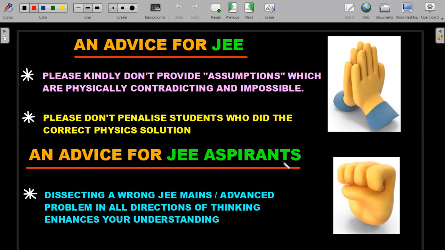On the positive side, let's suppose these are not avoided also, the advice for JE aspirants is, it's not a video to mock JE, right? It's about pointing out the mistakes, and from that mistake we have enough chance to correct our concepts, and not only correct them, enhance the understanding. So dissecting a wrong JE Mains and Advanced problem in all the directions of thinking possible, force, torque, energy, pressure, curvatures, etc., enhances your understanding not only in surface tension but also other topics.